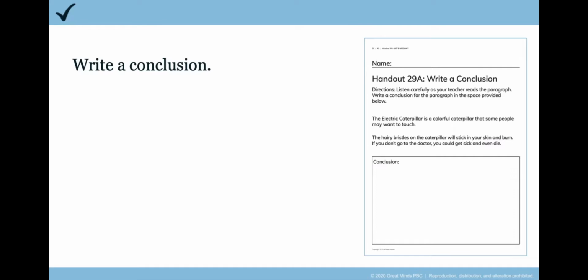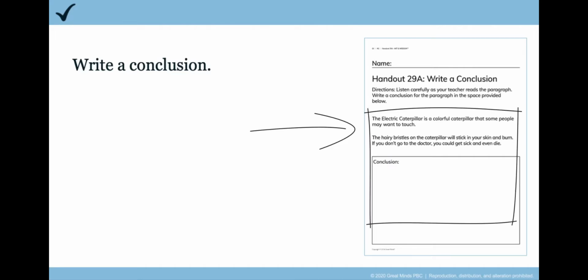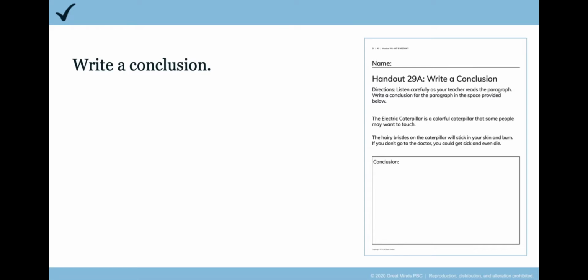I'll read the paragraph, and then it's your turn to write the conclusion. The electric caterpillar is a colorful caterpillar that some people may want to touch. The hairy bristles on the caterpillar will stick in your skin and burn. If you don't go to the doctor, you could get sick and even die.